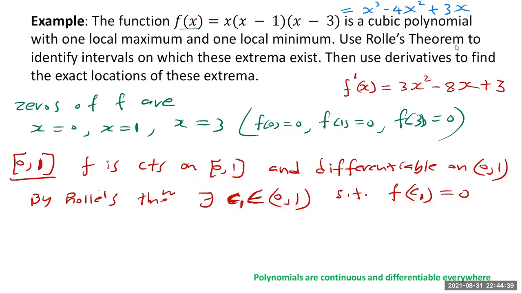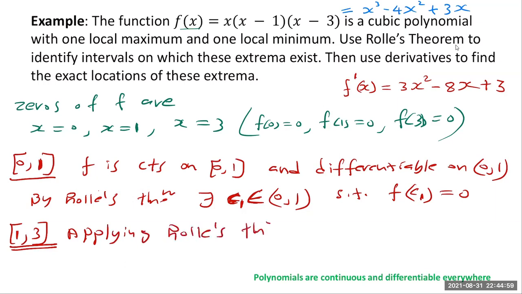Similarly, I'm not going to write the detail. If we apply Rolle's theorem to the interval 1, 3, then there exists C2, this time between 1 and 3, such that f prime of C2 is equal to 0.